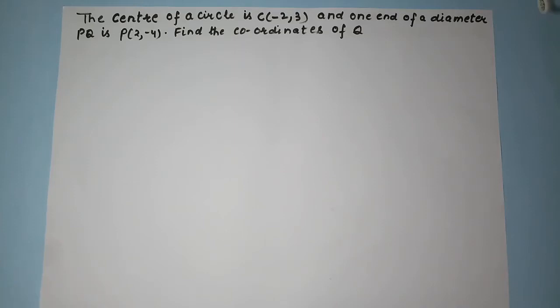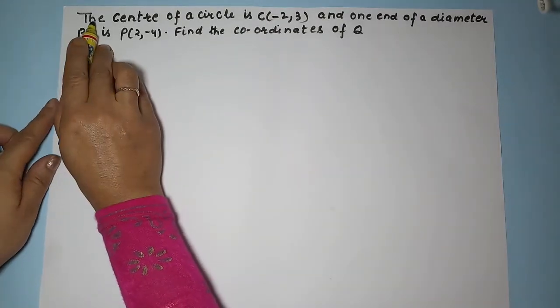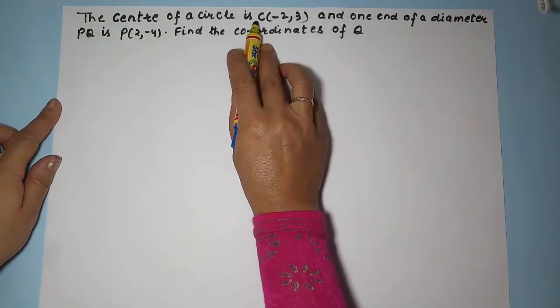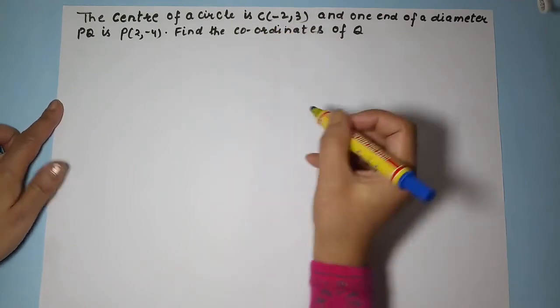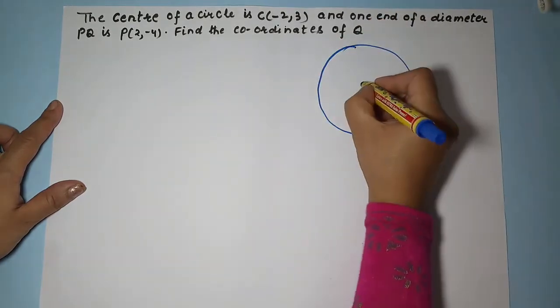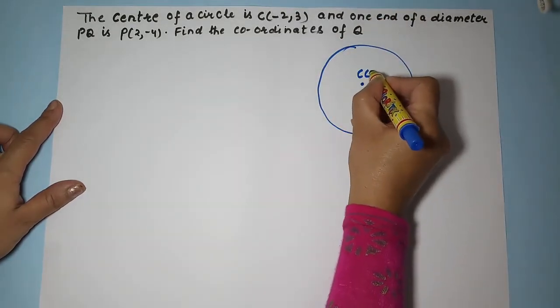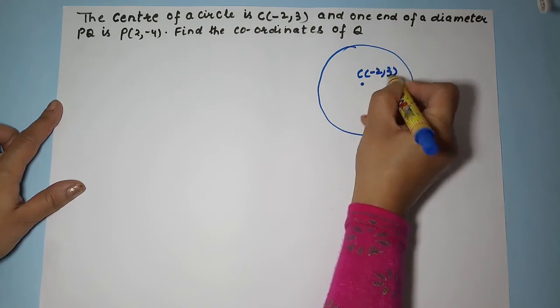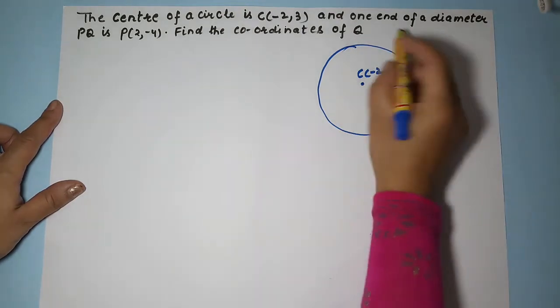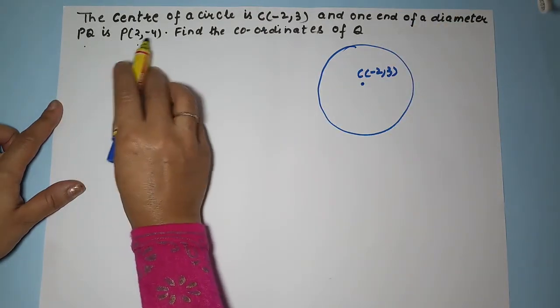In this video, we are continuing with the section formula. Now this time, he's given us the question: the center of a circle is C (-2, 3). So he's given us the coordinates of the center of the circle. This is C, and the coordinates are (-2, 3). And one end point of a diameter PQ is (2, 4).